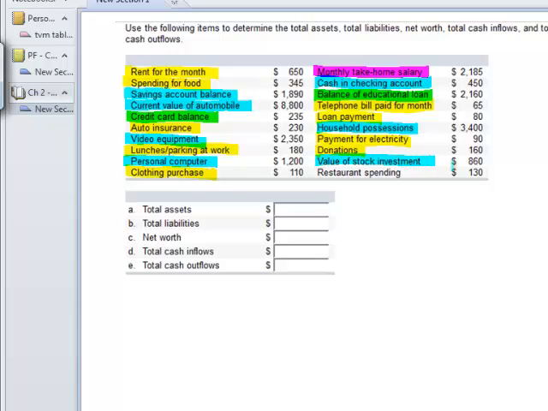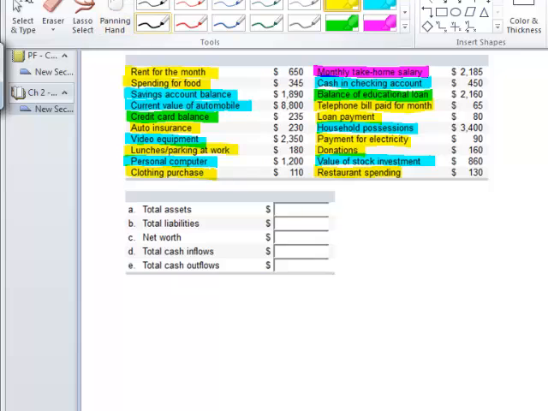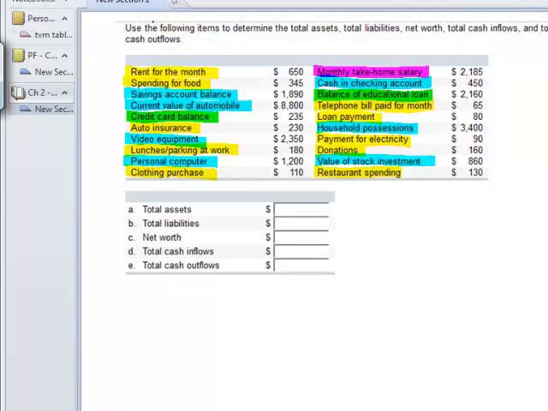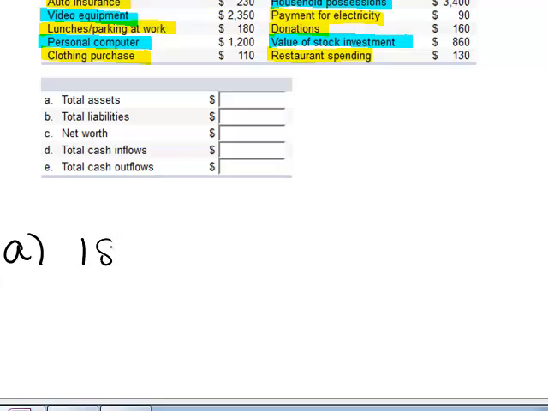And the last, restaurant spending, that's an outflow as well, so that counts in the yellow category. All right, so now I just have to add up all these values and put them in the correct spots. My total assets, those are my blue numbers. Now I'm just going to write in black here. So for part A, I'm looking at total assets. So here I have 1890.